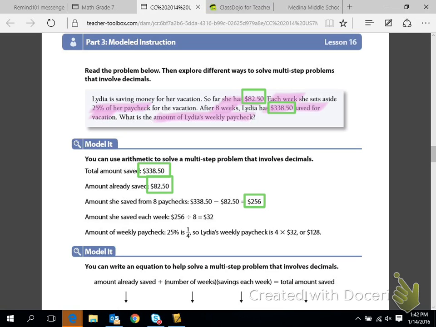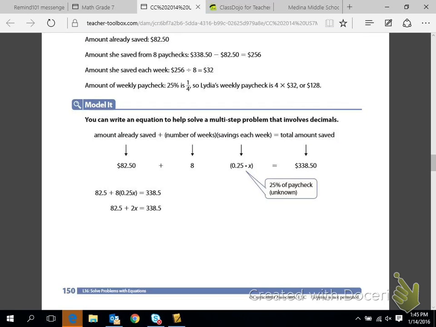The amount she saved each week was $256 divided by 8. So she saved $32 each week. Again, that is not in the original problem, but we were able to find it with information from our problem. And the amount of her weekly paycheck is 25% of her paycheck. So if 25% is 1/4, and the amount that she saved is $32, you would multiply that by 4 to figure out that her paycheck is $128.